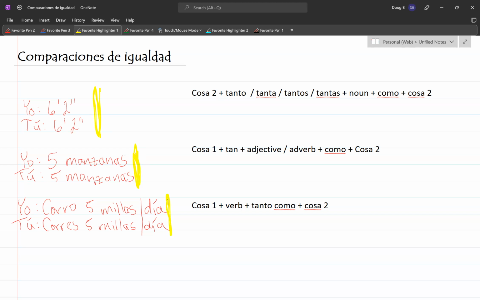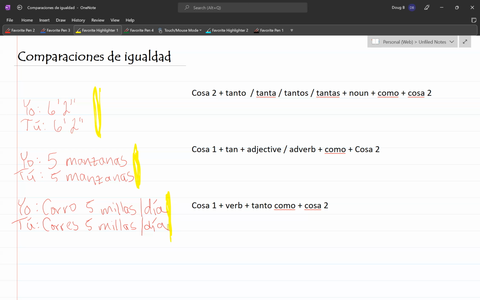And down here, maybe we both love to run. This is life goals right here. I run 5 miles a day. And you're like, well, I run 5 miles a day too. And I say, well, you run as much as I do. So instead of saying more and less than, we're saying as much as. And there's a way to do that in Spanish that is almost the same as in English.